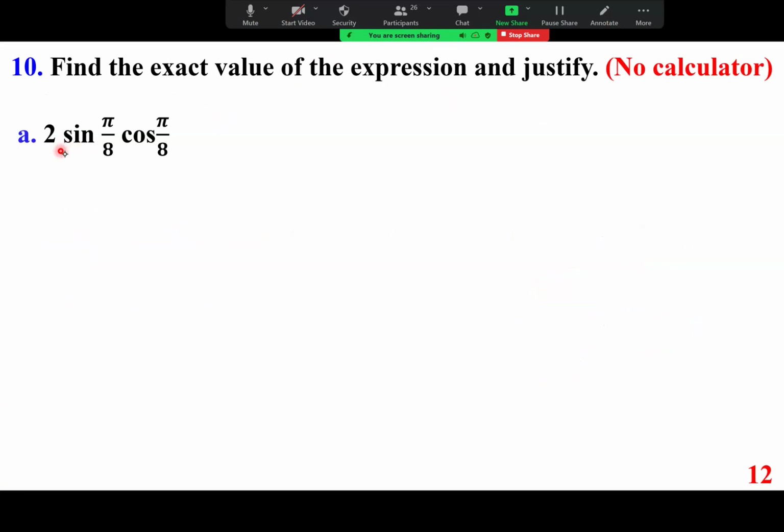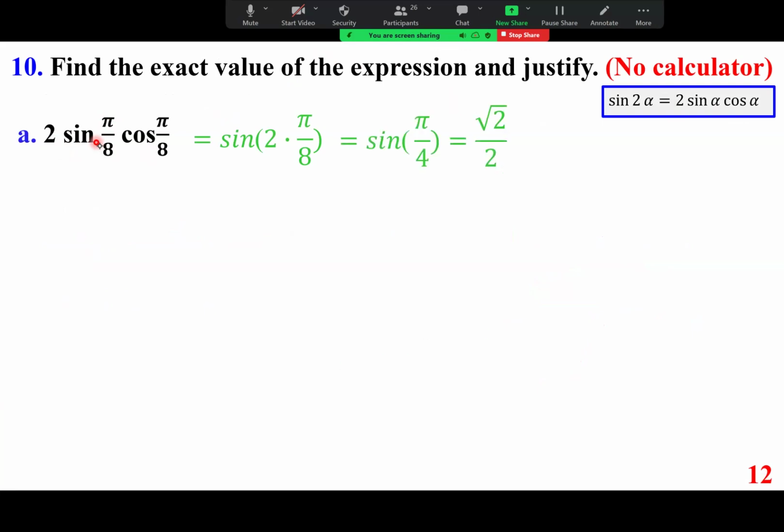We want to find the exact answer: 2 sine pi over 8 cosine pi over 8. We recall that sine 2 alpha is 2 sine alpha cosine alpha. So your alpha is pi over 8 here. That means sine of 2 times pi over 8, which is pi over 4. And we should know sine of pi over 4 is square root of 2 over 2.